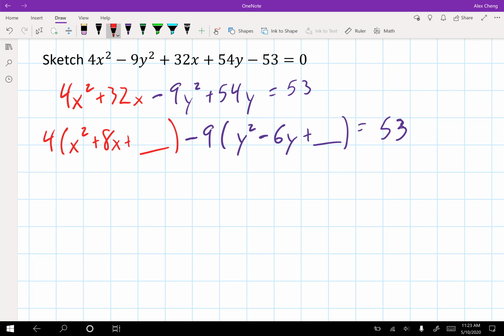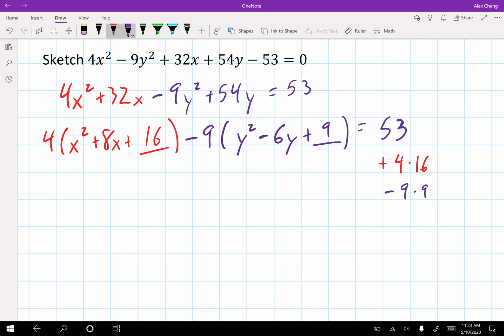So for the x piece, the part that I'm going to have to add in, I think, half of 8 and then squared would be 4 squared, which is 16. And don't forget that times 4 on the outside. So I'm actually adding in on both sides 4 16s, so plus 4 times 16. And in purple here, I'm going to have to add in half of 6, which would be 3, squared would be 9. So I'm adding in negative 9 nines on the left side. So I'm going to have to actually add in negative 9 times 9 there, or subtract in this case.